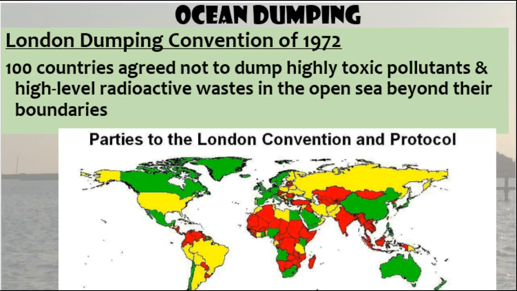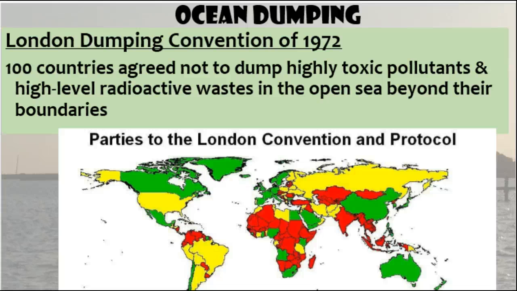So this is a major problem, and it's a worldwide problem because the oceans don't really belong to any one country. So there was a London Dumping Convention in 1972 where everybody tried to get together and agree that we shouldn't be dumping highly toxic pollutants, radioactive waste, or anything very dangerous into the open sea. And on this map, you can see that not everybody was involved in this. So the yellow ones are the countries that attended but did not really agree to follow the protocol. The green ones are the ones that did agree to follow all of the guidelines. The red was not even involved in the first place.